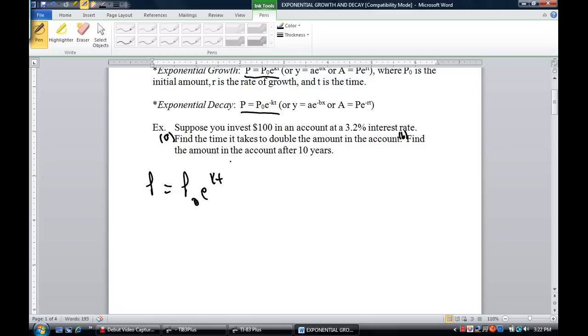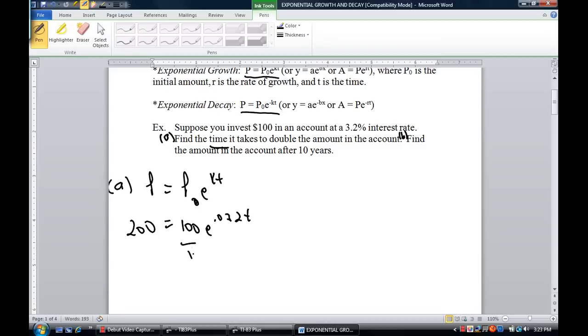So let's start. Now it says $100 is invested, so that's our P sub 0. 3.2% interest rate, so that's going to be our K as a decimal. It's 0.032. T, the time, is what we're trying to find. For it to double, we don't know. Well, we do know how much it is if it doubles, because if you take $100 and double it, it becomes 200. So we're going to solve this for T, and that's going to answer the first question, question A.